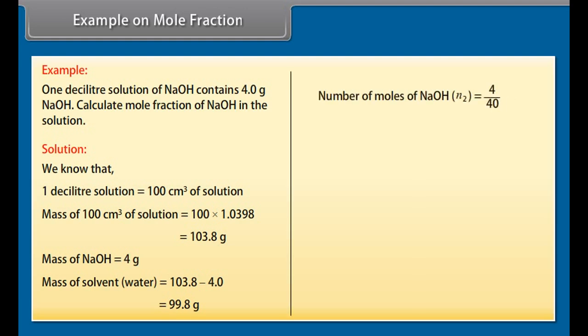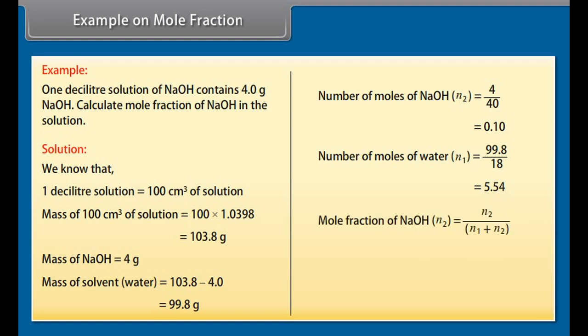Number of moles of NaOH, N2, is equal to 4 upon 40, which is 0.10. Number of moles of water N1 is equal to 99.8 divided by 18, which is equal to 5.54. Mole fraction of NaOH, X2, is equal to N2 upon N1 plus N2 whole, which is equal to 0.018. Hence, mole fraction of NaOH in the solution is 0.018.